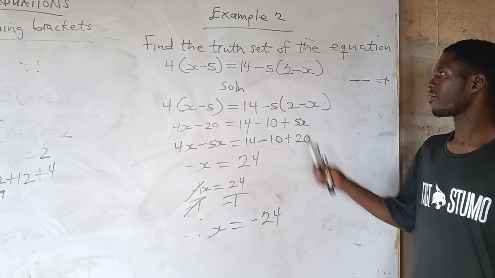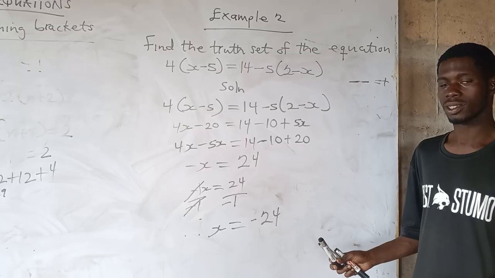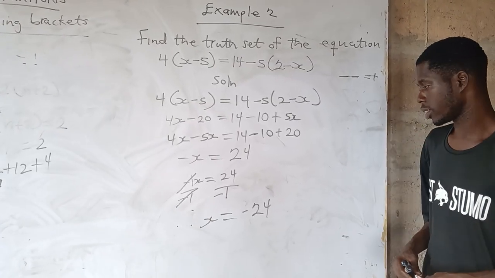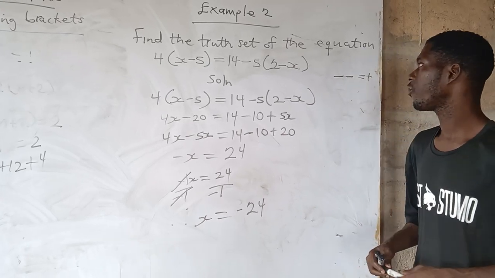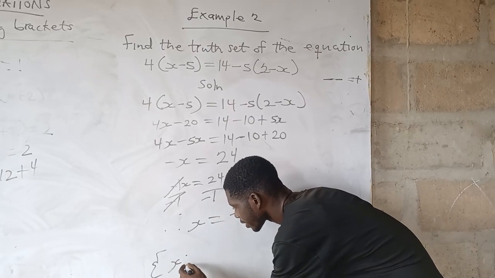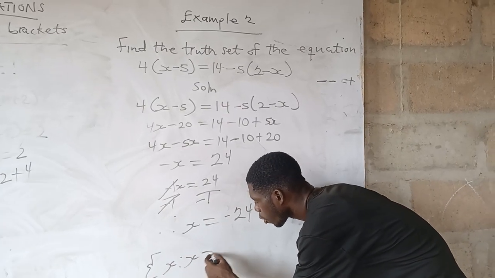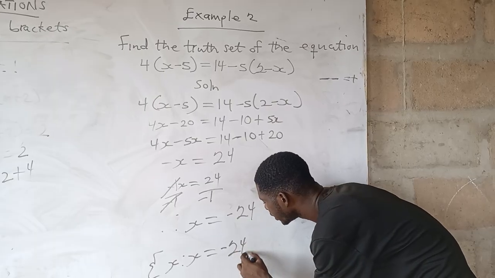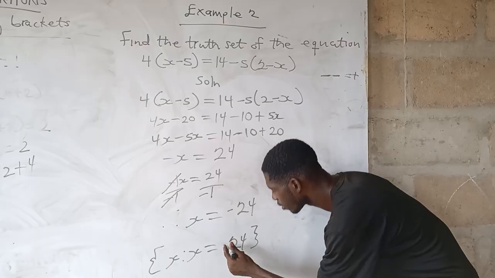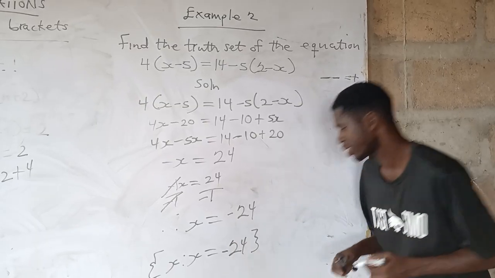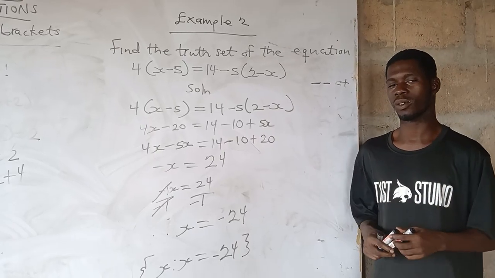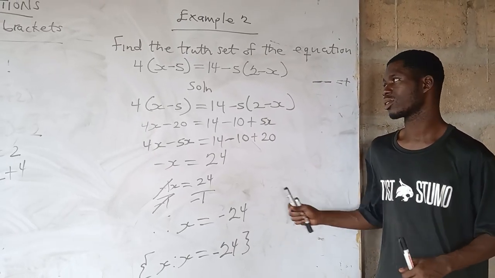Now we are finding the true set, not x alone. We have gotten x, but the true set is represented in set form. So it is said that S is equal to negative 24. That's the final answer for this one.